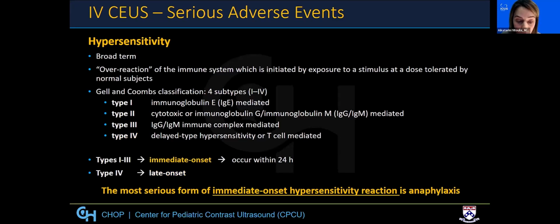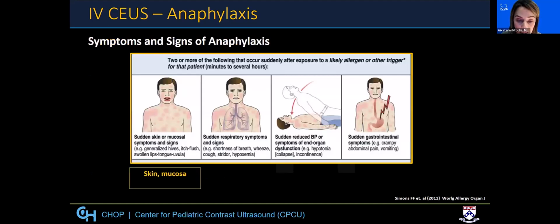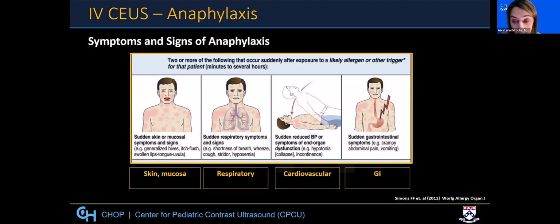The most serious form of immediate onset hypersensitivity reaction is anaphylaxis, which is a medical emergency and is defined as a serious and potentially life-threatening reaction which has a rapid onset of symptoms after exposure to a provoking agent and which can affect multiple organ systems, including the skin and mucosal tissues with symptoms such as generalized hives, itching, flushing, swollen lips, tongue, and uvula, the respiratory system with shortness of breath, wheeze, cough, stridor, and hypoxemia, cardiovascular involvement with hypotonia or collapse, or gastrointestinal symptoms such as crampy abdominal pain and vomiting.